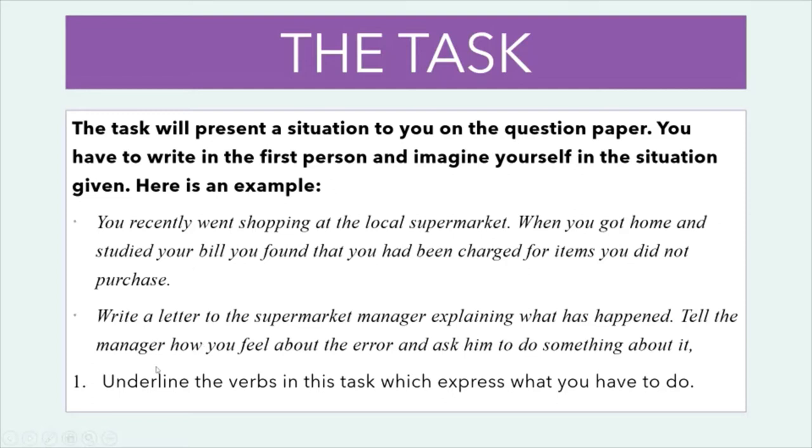So here, how can you simplify this task? First of all, you can underline the verbs in the task which express what you have to do: explaining what has happened, how you feel, and ask. So these are the important verbs that you need to focus on, and this is the main task that you need to write about.